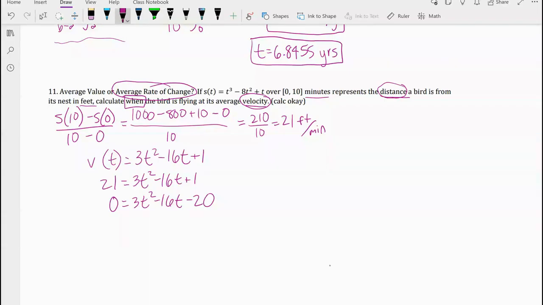Okay, so at t equals 6.3785. Again, on the interval, there might be a second location where this function, in fact, there is a second location where this function is equal to 0, but I only care about over my given interval. So at t equals 6.3785 minutes, the bird is flying at 21 feet per minute. Okay, that's when the average velocity is equal to the actual velocity.